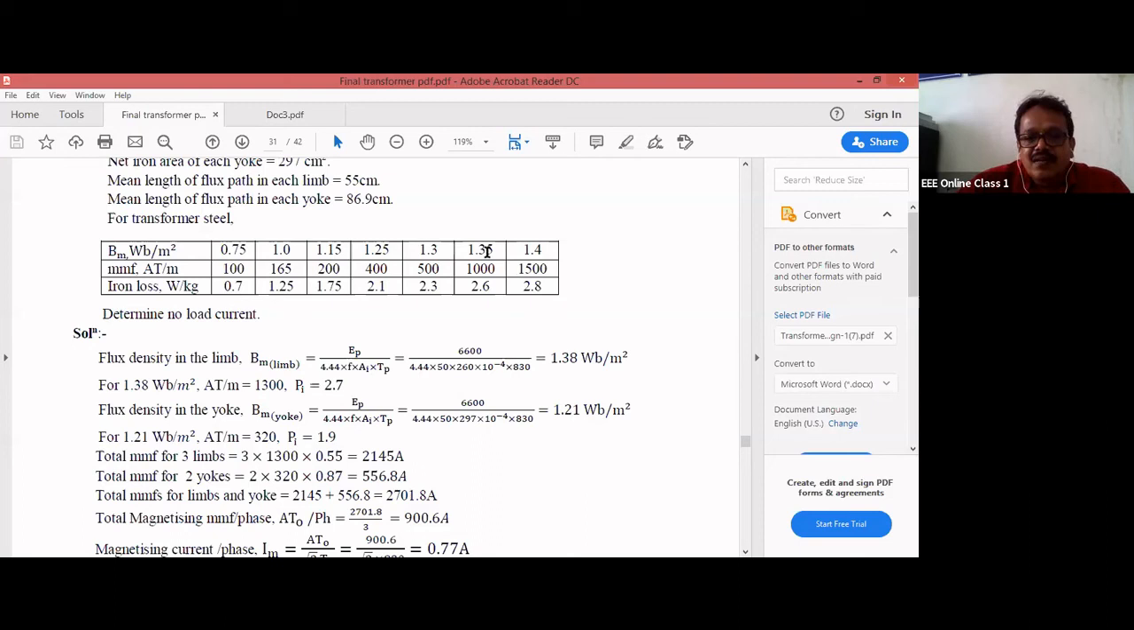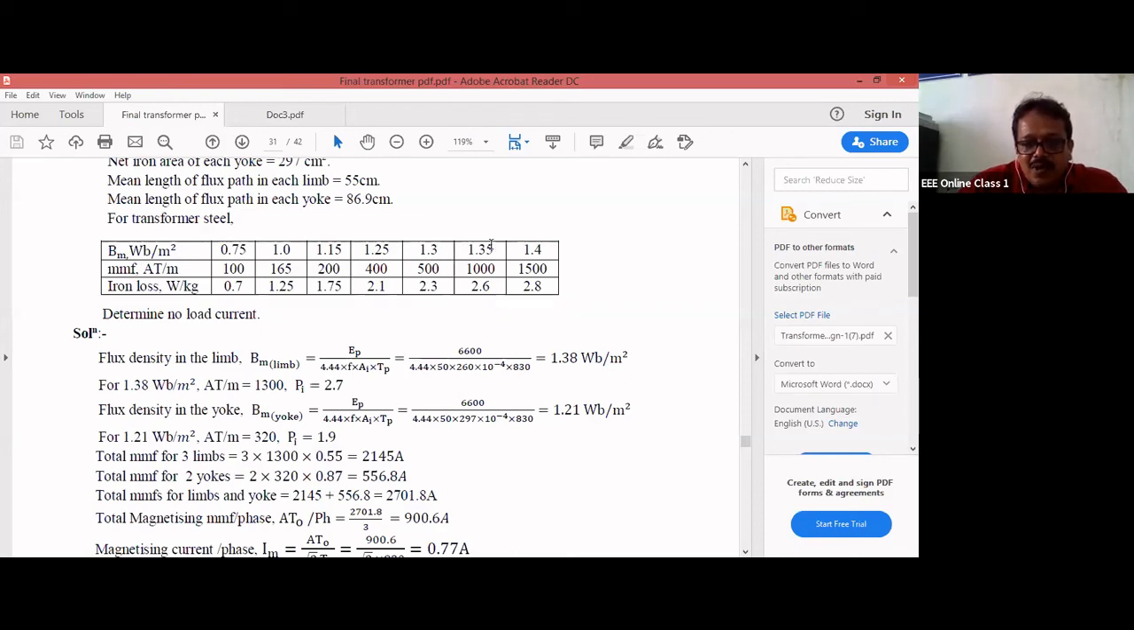Here the difference is 5, and here the difference is 0.2. But I want the exact value of 1.38. 1.38 means how many more divisions? I require 3 more divisions. So 1.35, 1.36, 1.37, 1.38. 3 more divisions. Here it is 0.2, the difference here is 5, so 0.2 divided by 5, I'll get 0.04.